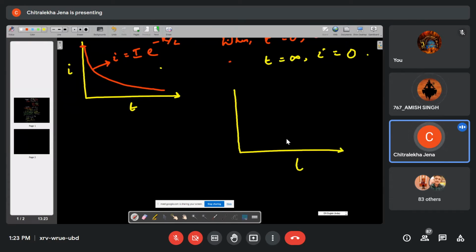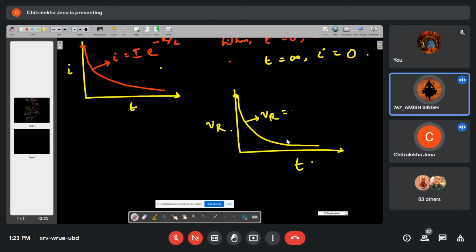t versus voltage across the resistor. Initially it is maximum, gradually it will go to how much? 0. And what will be your equation? Tell me. VR will be equal to how much? V equal to VR equal to V e to the power RT by L.